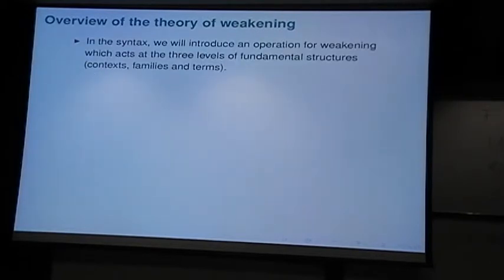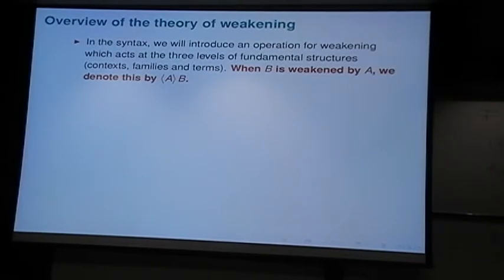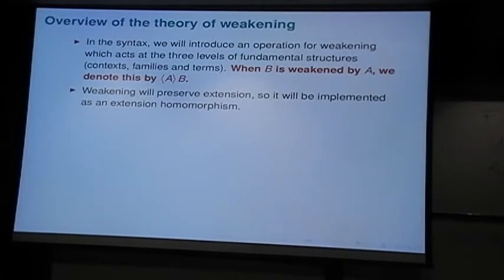We can now go to the theory of weakening. So we will introduce a theory of operation of weakening, and because it's going to be a homomorphism, it will act on all the 3 levels of the context, of the families and of the terms, just like a homomorphism does. And when B is weakened by A, I'm going to denote this by A in funny brackets B. Weakening will preserve extension, and this is just saying that weakening is going to be an extension homomorphism between extension algebras.